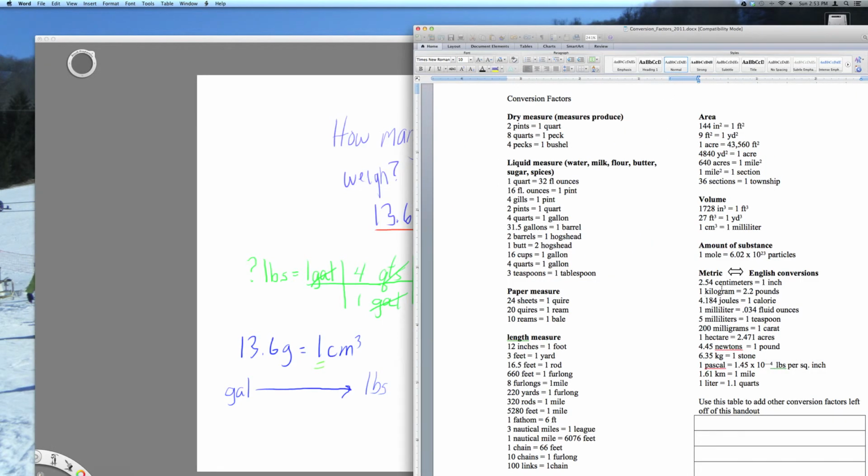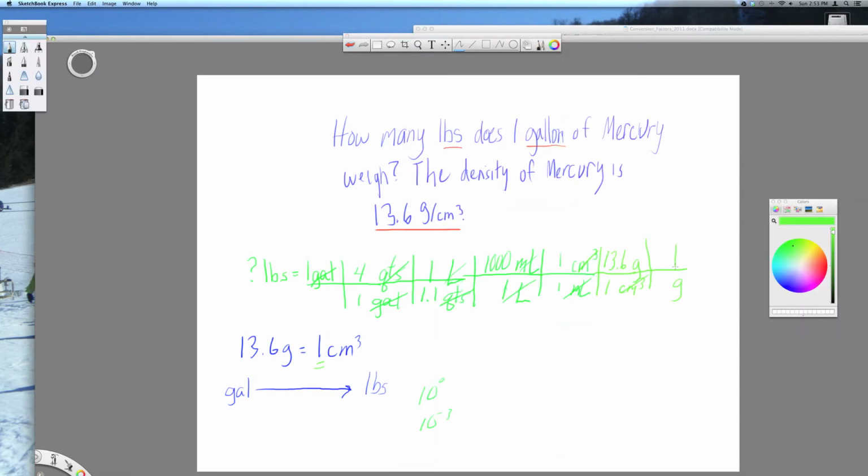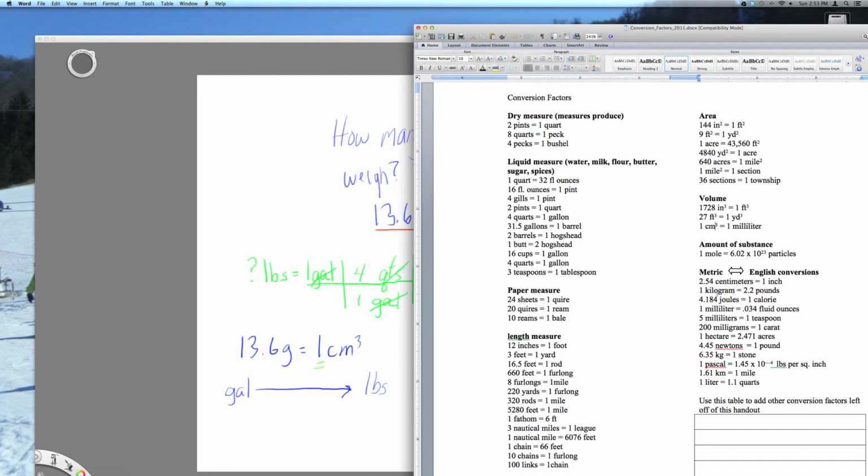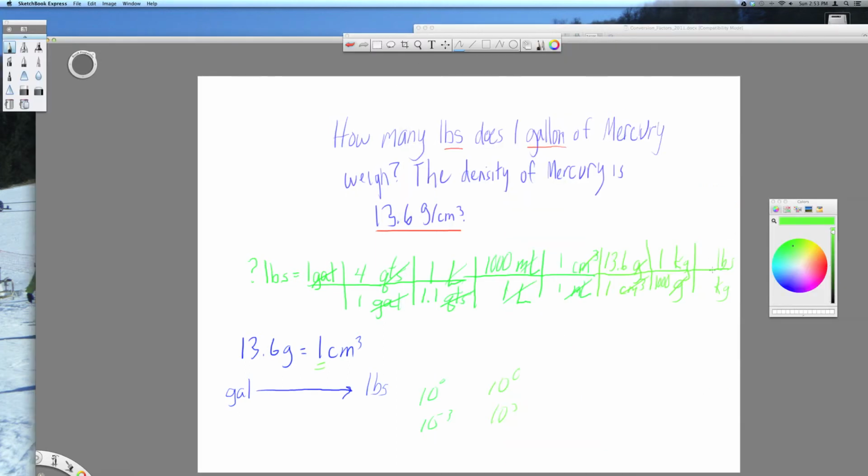Is there a direct correlation between grams and pounds? No. But there is between kilograms and pounds. So can I get my grams to kilograms? I can. Which one's bigger? A kilogram. Grams are 10 to the 0. Kilos 10 to the third. How far are we talking? 10 to the third or 1,000. Grams cancel. Now can I get from kilograms to pounds? Well, I look on my conversion sheet and I see 1 kilogram for every 2.2 pounds.